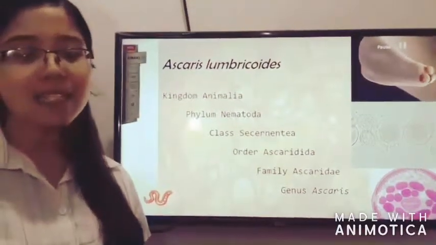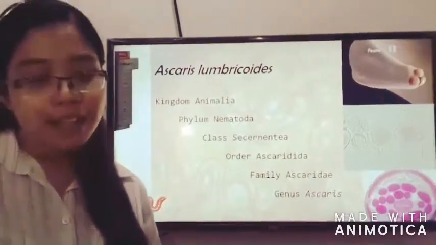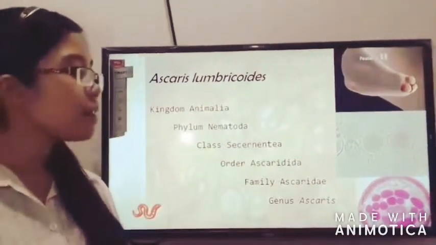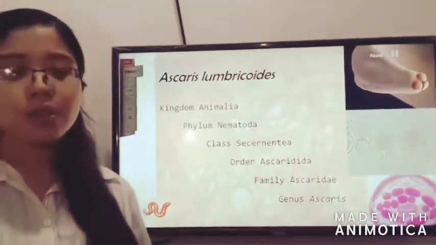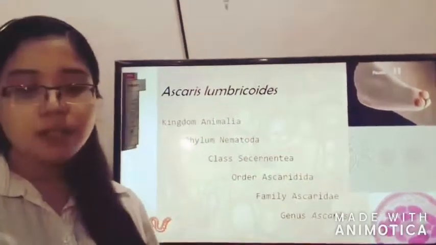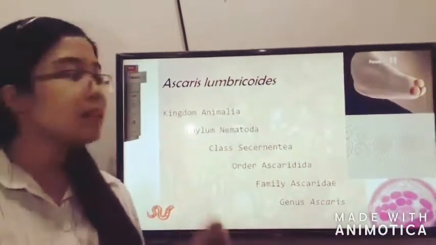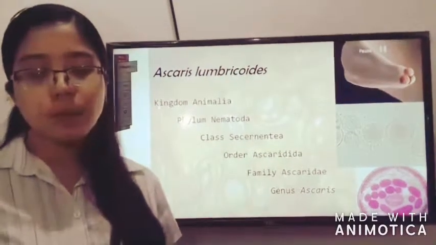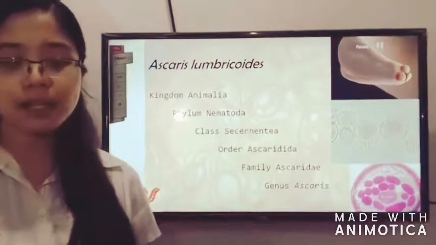So the next parasitic nematode is Ascaris lumbricoides. It is under class Secernentea, order Ascaridida, family Ascarididae, and genus Ascaris. It is the most known parasitic worm. It is also an intestinal roundworm, which is considered to be the largest intestinal nematode of man, and it is the most common helminthic human infection worldwide.